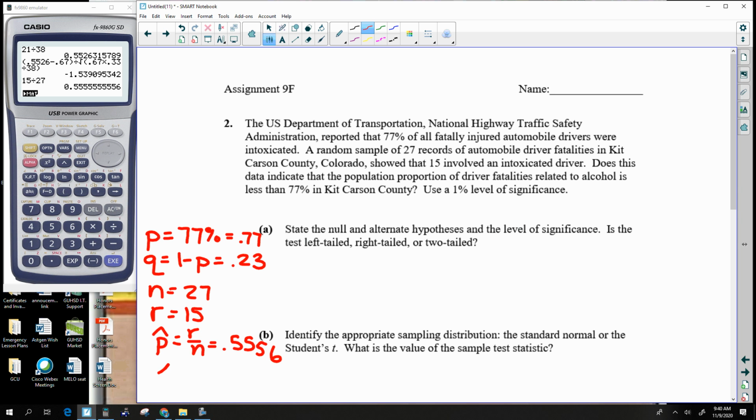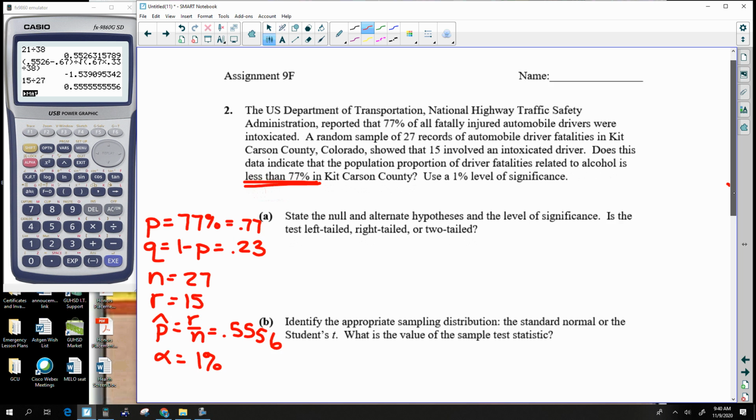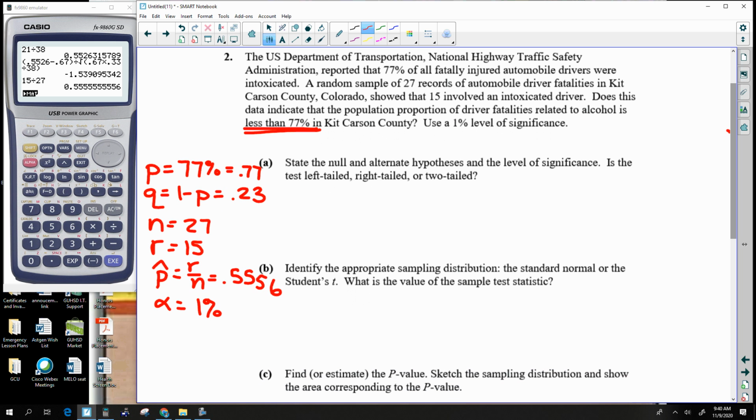Okay. We want a level of significance of 1%, and we want to see, is it now less than 77%? Because they're saying that it's 77%. Our sample is saying that it's 55%. So what we're trying to say is, is our evidence strong enough to say that it is less than 77%? We can't say that it's 55%, but we can maybe say that it's less than 77%.